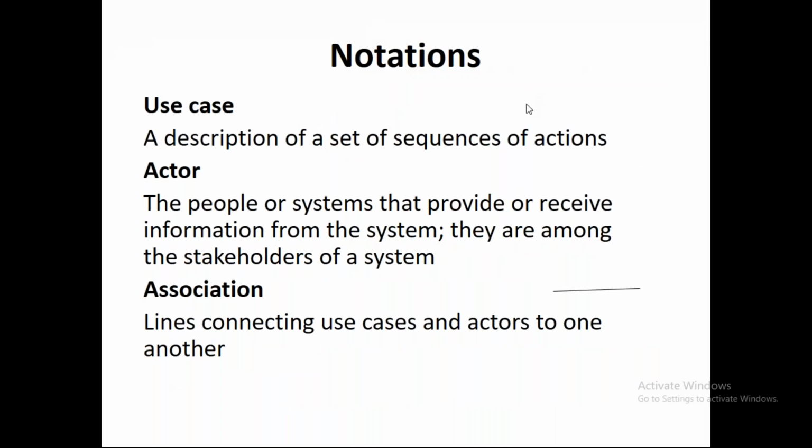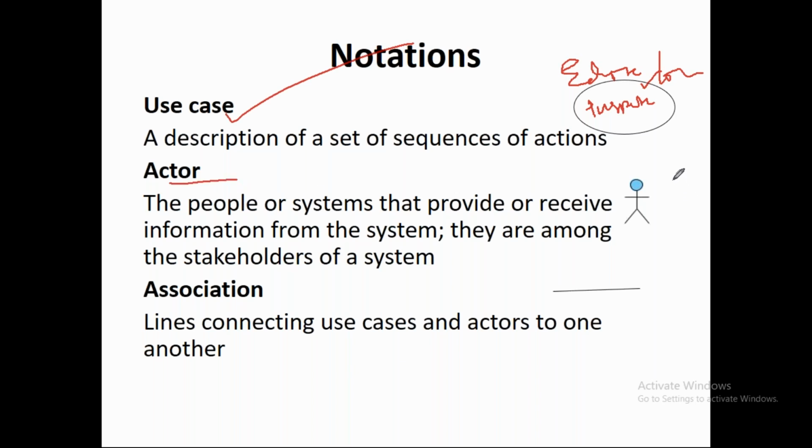Then moving on to the notations that we use. The use case defines a description of a set of sequences of actions. Here the use case is more like the purpose for which we would be using the system, and it is represented in an ellipse or oval. An ellipse or oval represents the use case in the use case diagram. The actor: the people or the systems that provide or receive information from the system.